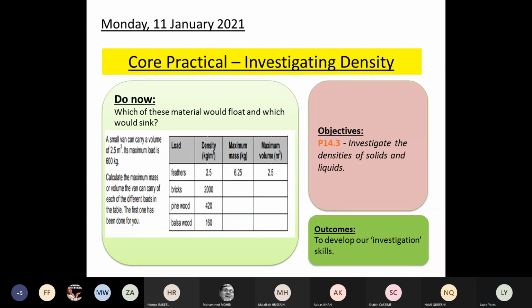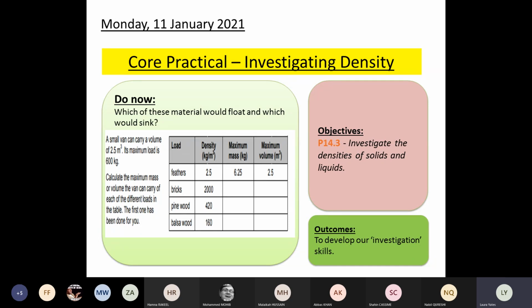Now, that means we have to continue to go over the core practicals, even though they might say there's going to be no questions on core practicals, but we've only got a few left. So today's core practical is investigating density, right? The do now is here. Which of these materials would float and which would sink?